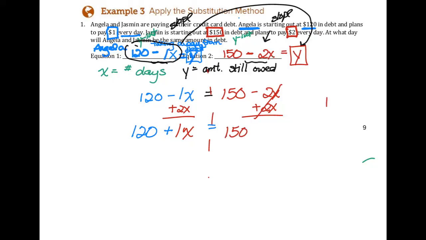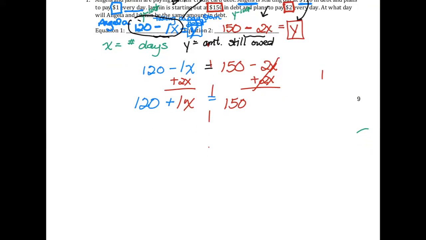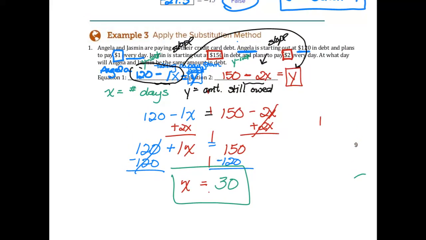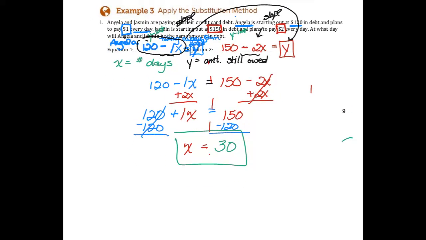So now I need to move the 120 over to the other side. Bear, how would I move that mathematically, that 120? Right, subtract. So subtract 120, subtract 120. Those cancel out. So 1x, or just x, is equal to 30. Now, it says, at what day will Angela and Jasmine have the same amount in debt? 30 days. So my answer here is going to be 30 days.